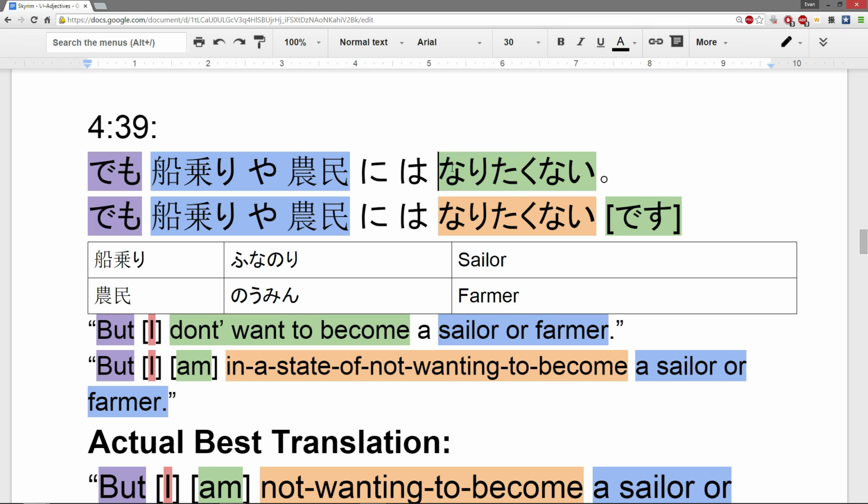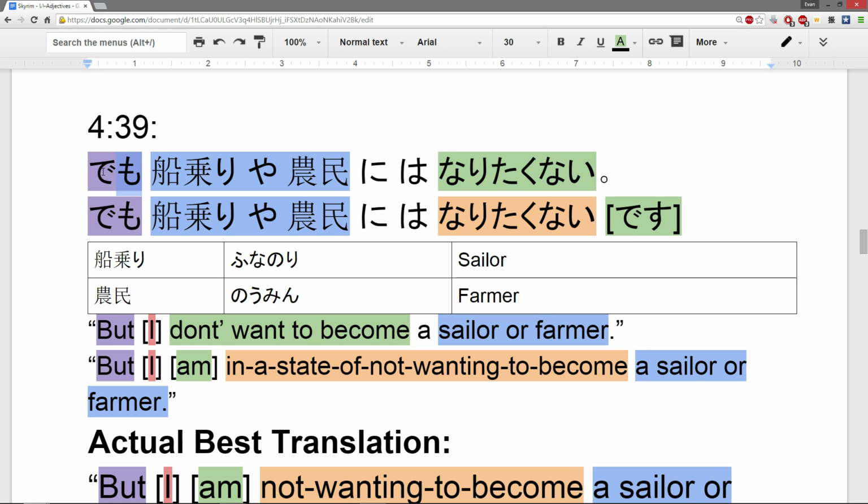Narimas is to become. This is naritai, which is I want to become, or I want to be. Kunai makes that tai into a negative. Naritai is a verb style of an e-adjective. Naritakunai negates it. Thus, it's I don't want to become. I don't want to be a sailor or a farmer.